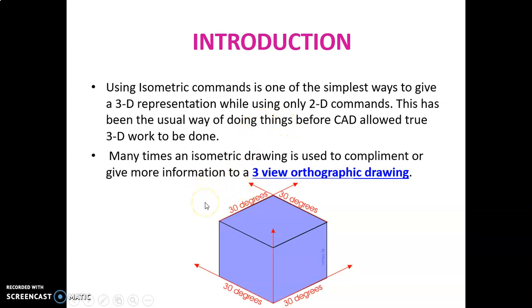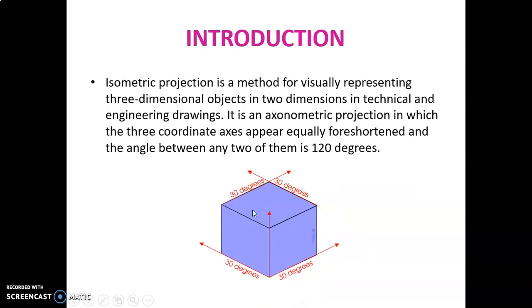In isometric drawing, it is used to complement or give more information to a 3-view orthographic drawing. Remember, last time we did the orthographic drawing from top view, side view, and also front view. So for isometric, it gives you more information. For isometric, this is always 30 degrees. 30 degrees, 30 degrees, and also at the top, always 30 degrees.